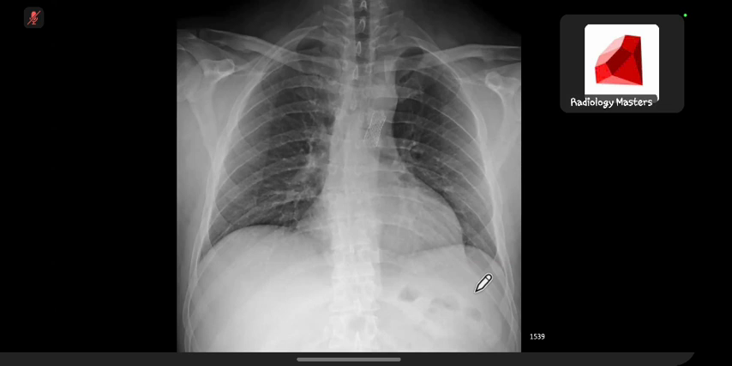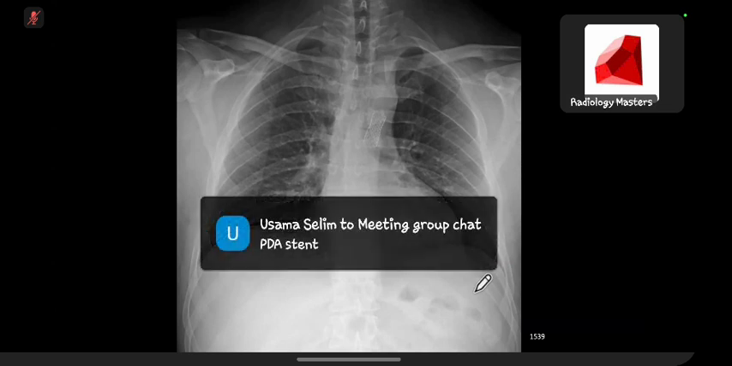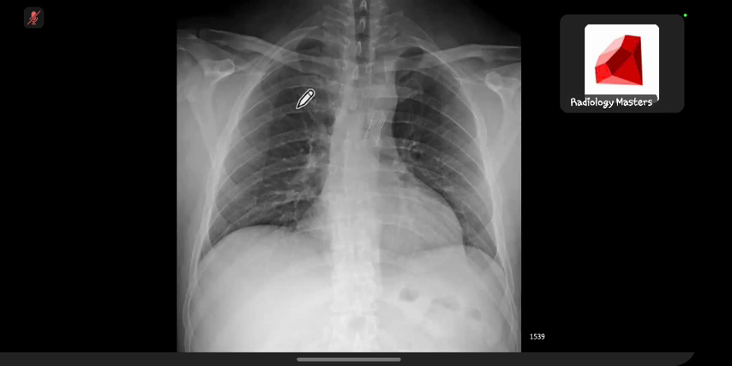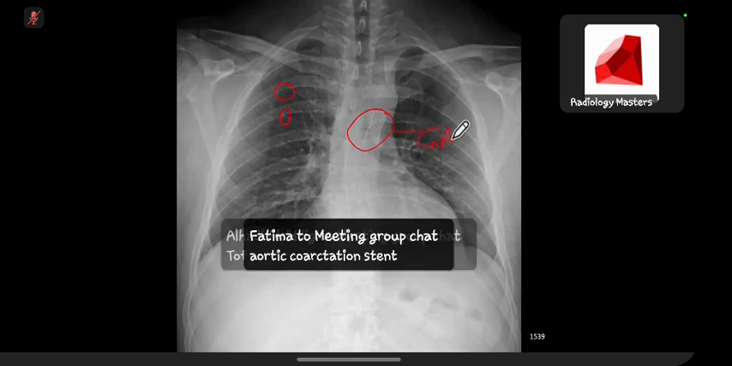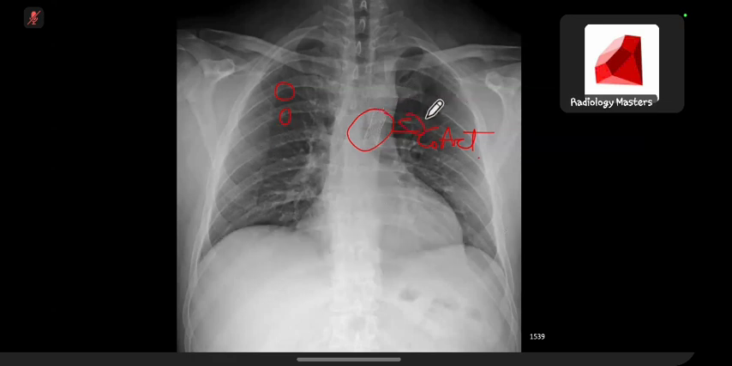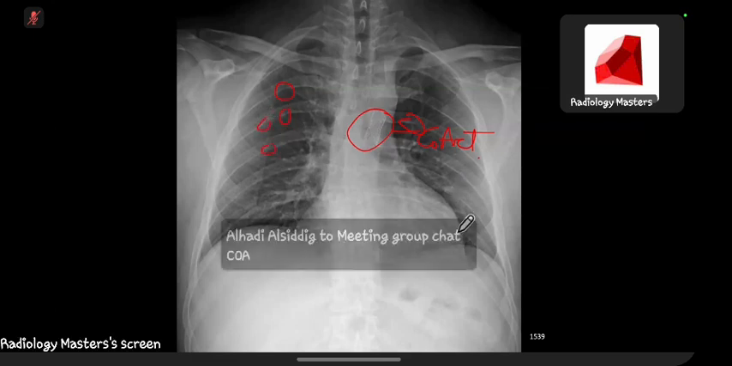Okay, what have we got here? Rib notching, rib notching. What's this? Yeah, it's an aortic stent for coarctation. Coarctation, and you can just see this rib notching here, lesser extent there.